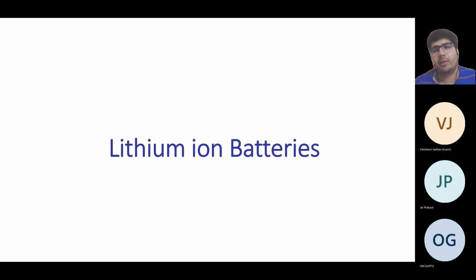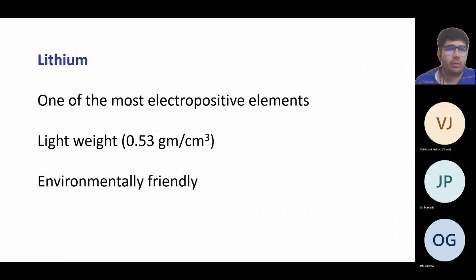Now come to the lithium-ion batteries, which are rechargeable. Lithium is one of the most electropositive elements. What are some important characteristics, or points, for lithium? The first one is that lithium is one of the most electropositive elements. It is very lightweight, about 0.53 gram per centimeter cube. It's environmentally friendly and non-toxic, so we can handle it.